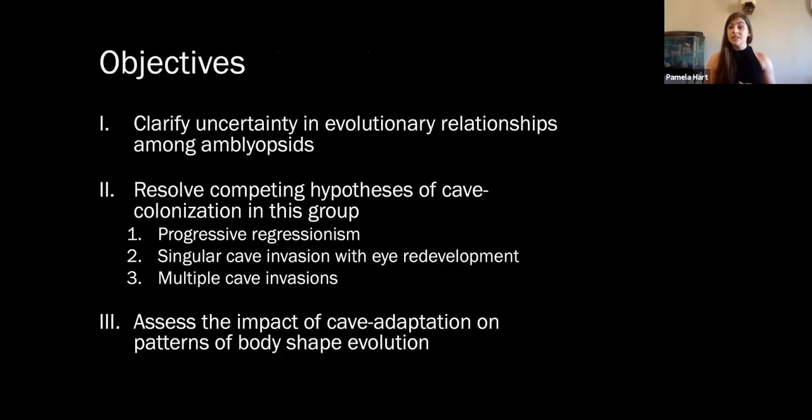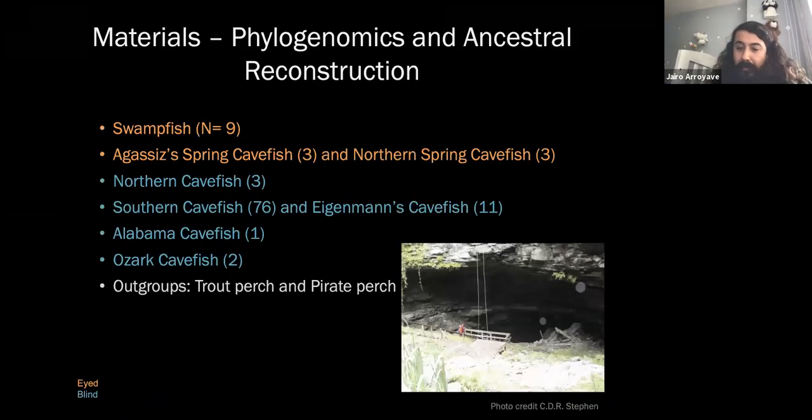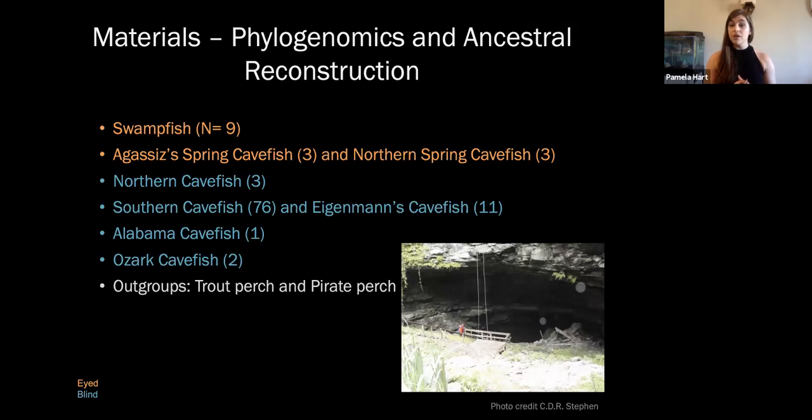And so this brings us to the objectives of this project. It was to firstly use genomic data to clarify the evolutionary relationships in the family. Secondly, to determine the most likely scenario for ancestral eye state. And lastly, to evaluate the effects of cave adaptive evolution on body shape variation. For the phylogenomics and ancestral state reconstruction portion of the project, my co-authors and I sampled all Amblyopsid genera and used the closest relatives as outgroups.